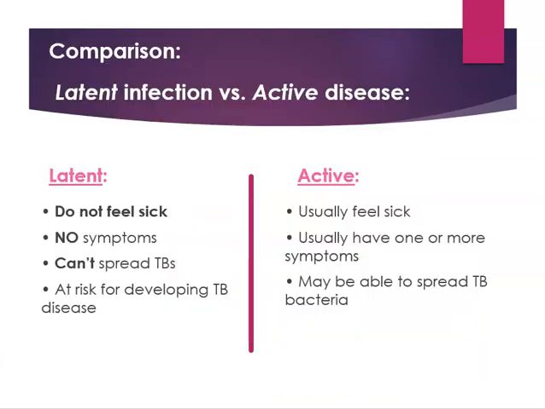So let's compare latent infection versus an active disease process. With a latent infection, you don't feel sick. You have no symptoms. You can't spread it. However, you're at risk for developing TB. Like if you're one of those underserved populations we talked about, or if you have HIV or AIDS, you're more likely to develop TB. Active disease, you feel really sick. You usually have one or more symptoms, and you may be able to spread the TB bacteria to the general population.